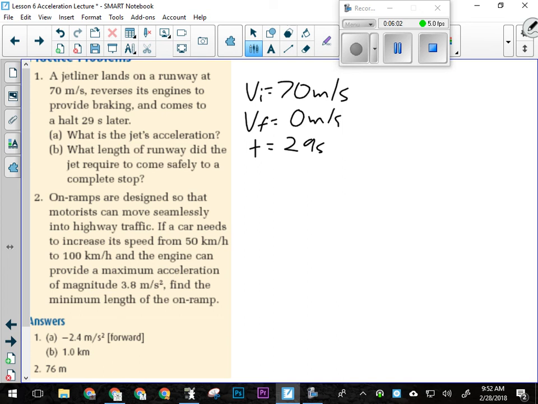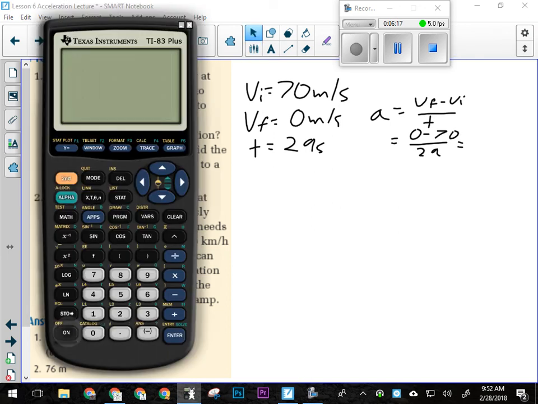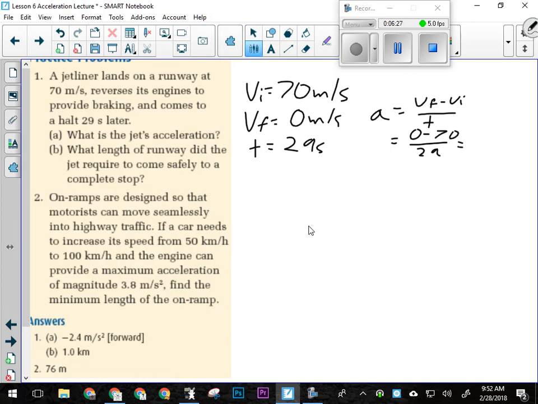Well, can I use my Science 10 formula for that? That'll give me what I need. So A equals VF minus VI over T. So that's essentially going to be 0 minus 70 over 29 seconds. So 0 minus 70 divided by 29 seconds gives me negative 2.4 meters per second squared.